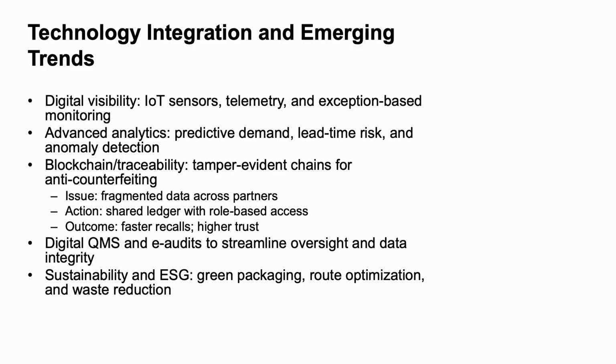Finally, environmental, social, and governance (ESG) priorities are shaping SCM decisions. Greener packaging, route optimization to reduce emissions, and waste-minimizing inventory policies can align sustainability with resilience. The guiding principle is pragmatic. Technology should be selected and validated to improve risk detection, decision speed, and compliance without adding unnecessary complexity.